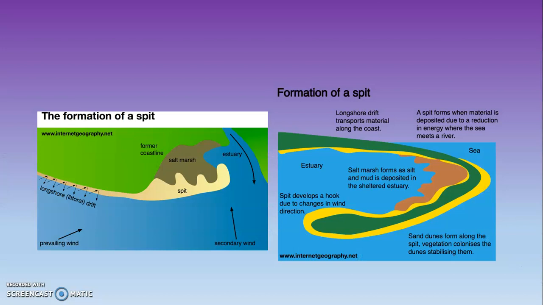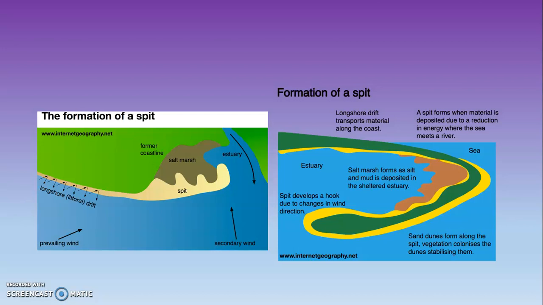Now let's look at the formation of a spit. A spit is a landform of coastal deposition. It is an extended stretch of beach material that sticks out to the sea and is joined to the mainland at one end. Longshore drift moves the material along the coastline. Longshore drift moves the materials in a zigzag manner along the beach. The prevailing wind makes the swash approach the shore at an angle. Backwash is at a right angle because of gravity.